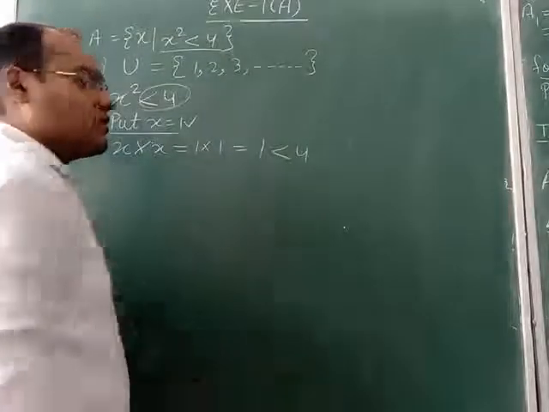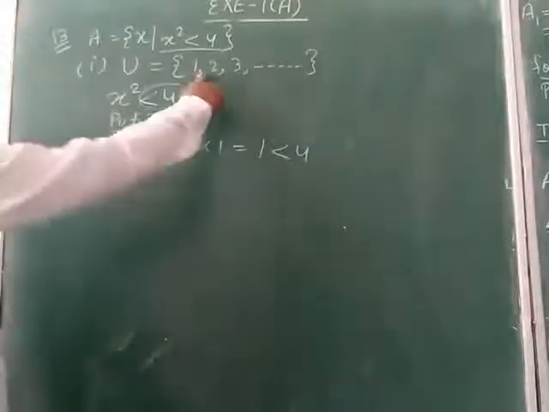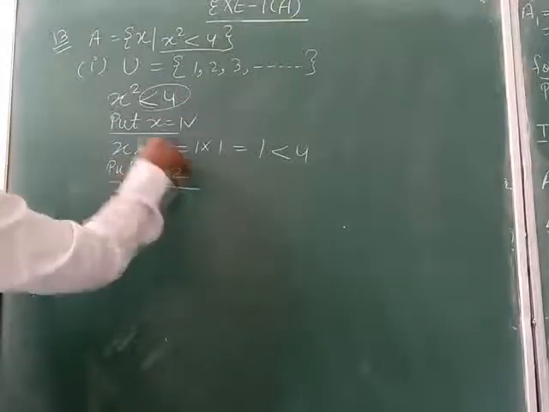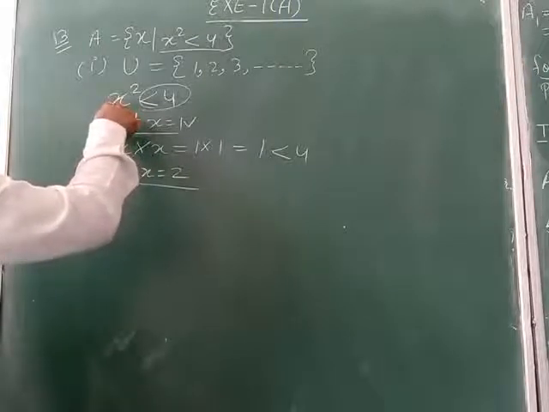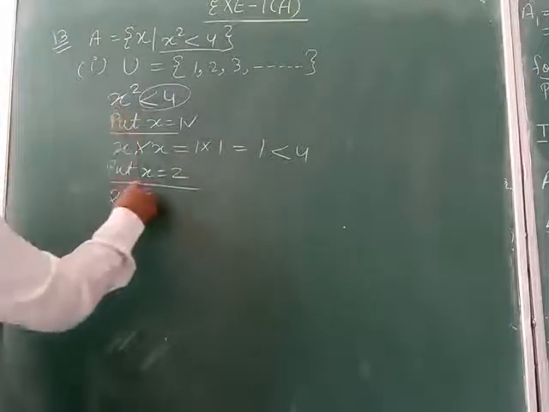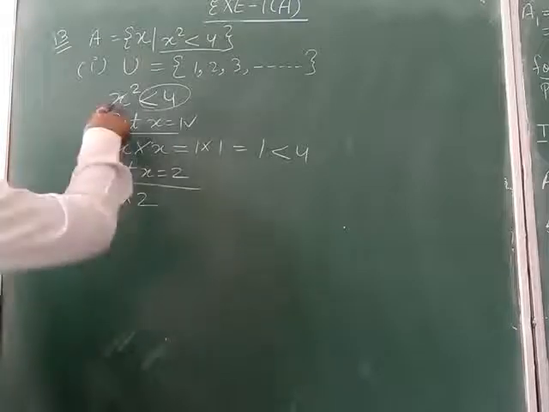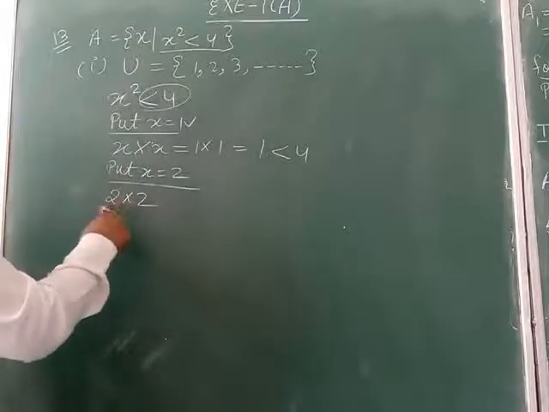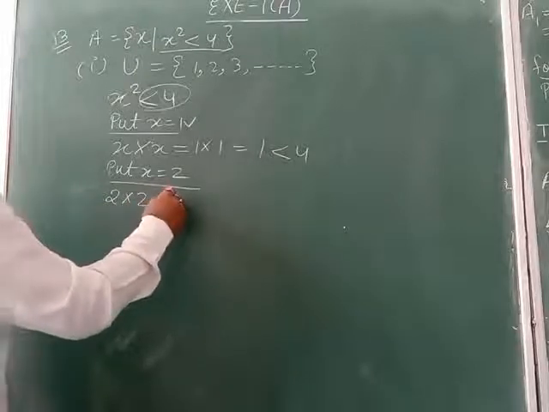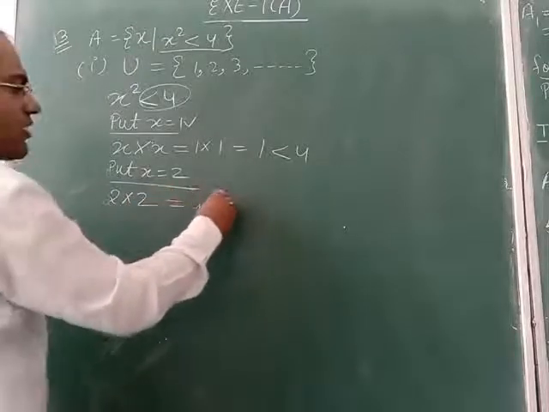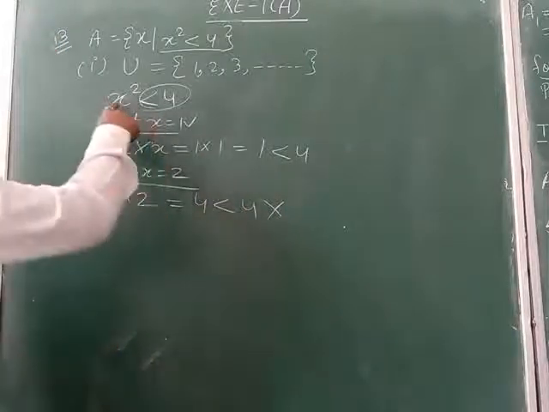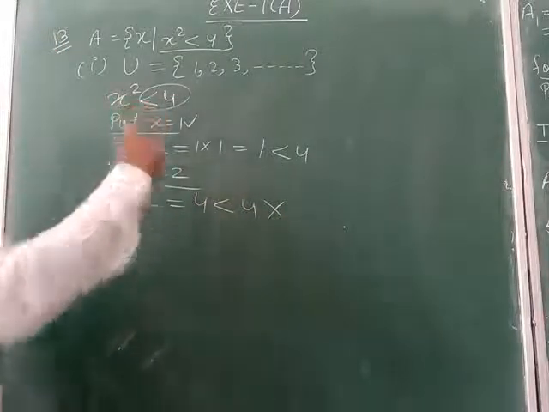Now another value we will check, another value is 2. Put x value 2. When we put x as 2, then 2 multiply 2 will come. Why 2 multiply 2? Because this is x square and x value is 2, so we have to write it 2 times. 2 multiply 2 and the answer we will check is 4. 4 is less than 4, wrong.